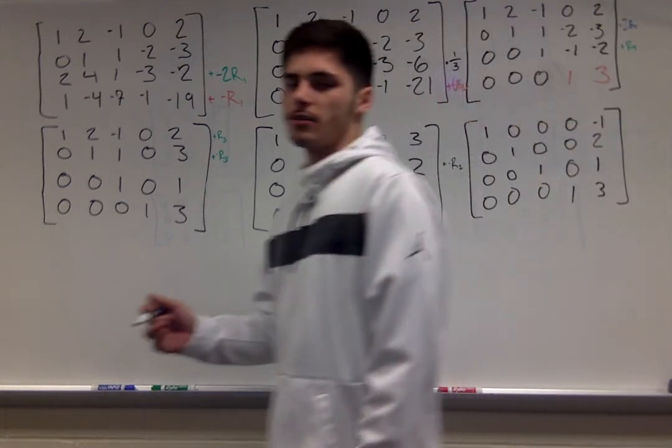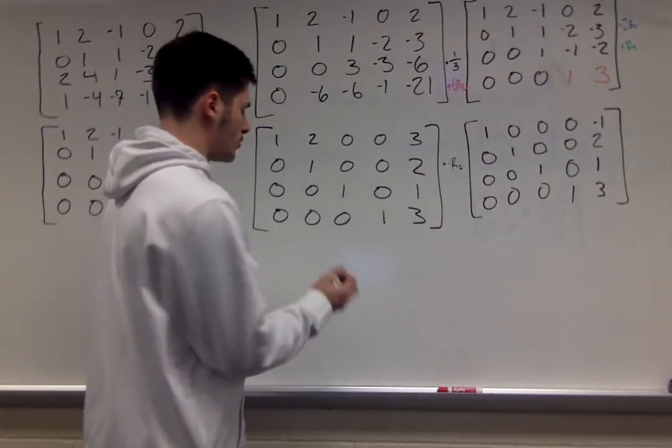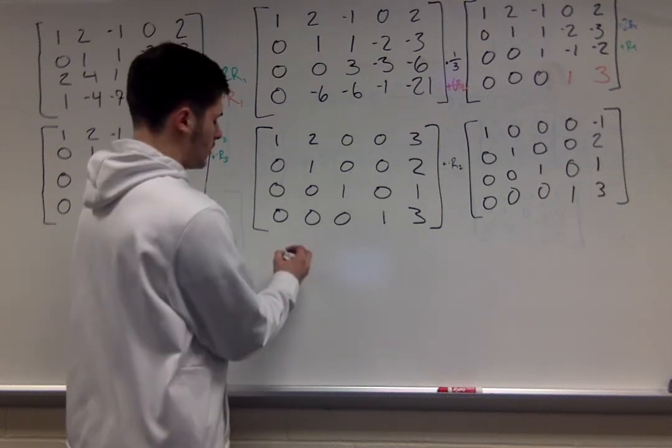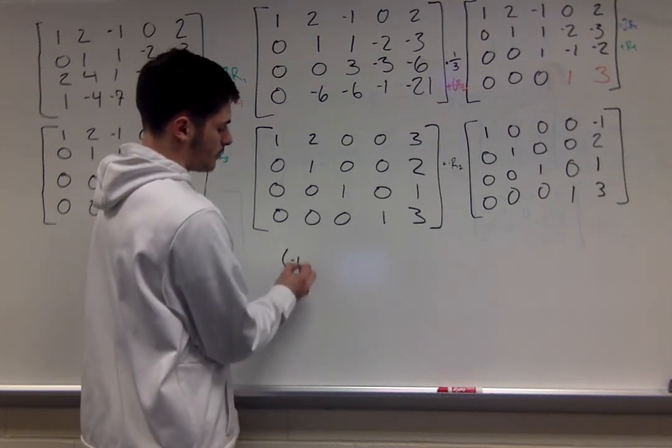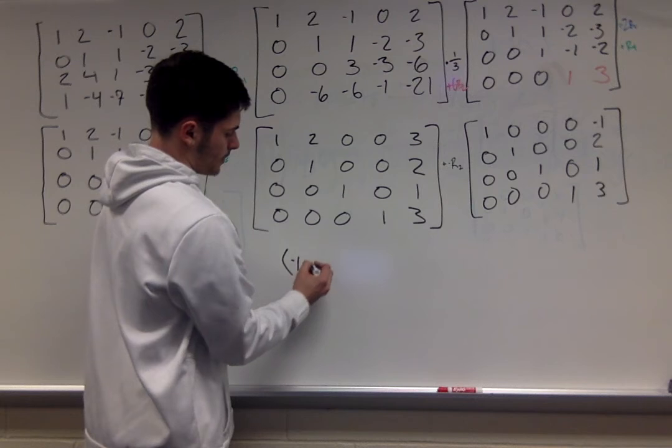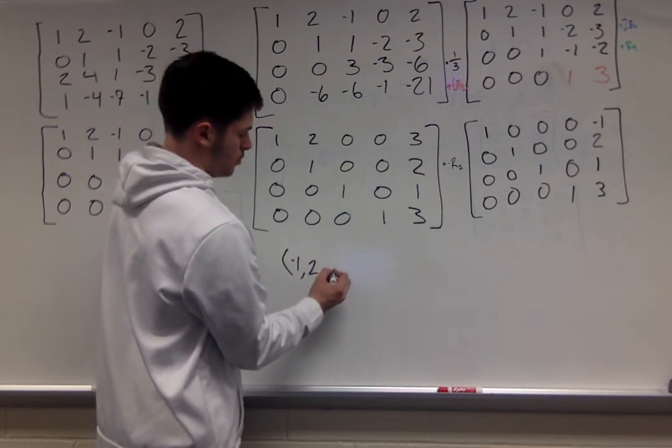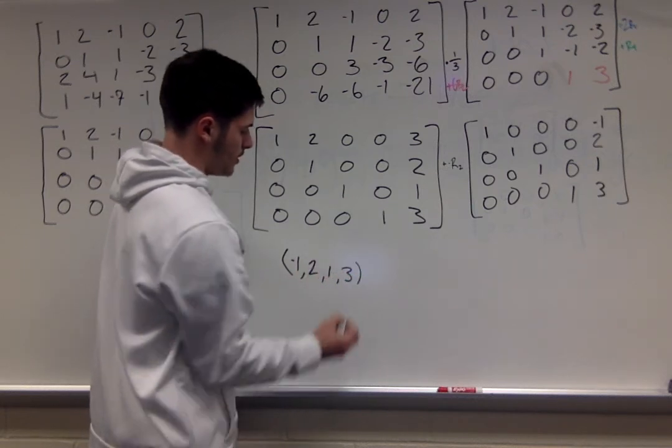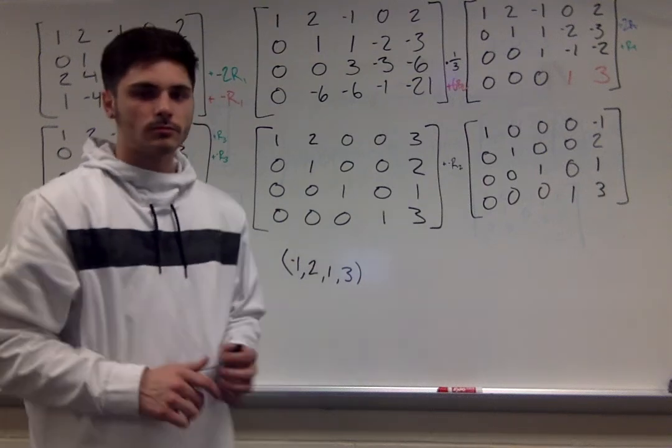And so that means that instead of an ordered pair, or an ordered triple, we're going to have an ordered quadruple, I guess, and it's going to be negative 1, 2, 1, 3, and that's going to be our solution.